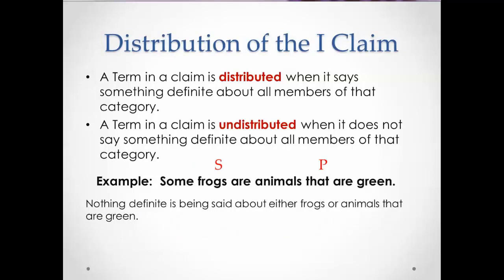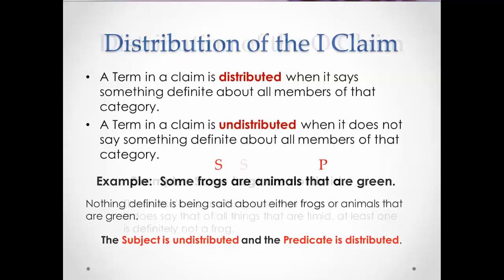What about the I claim, some S are P? Here's an example. Some frogs are animals that are green. Nothing definite is being said about either all frogs or all green things. So neither the subject nor the predicate are distributed in an I claim.